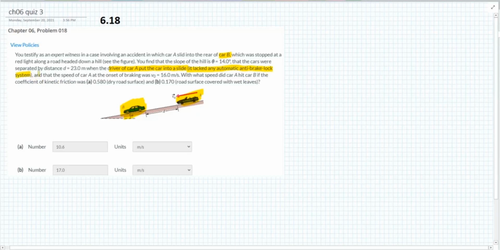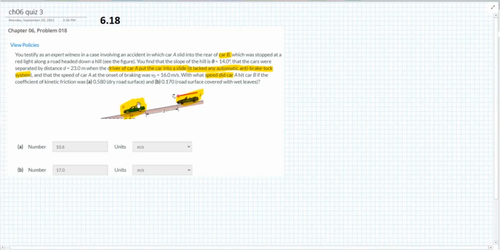I think that should be anti-lock brake. But anyway, imagine the terror. You're driving down this ramp. All of a sudden, you see this green car stop there. You slam on the brakes and you crash into the green car. And the question that we have to figure out, what is the impact speed?